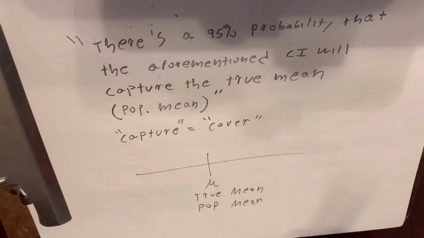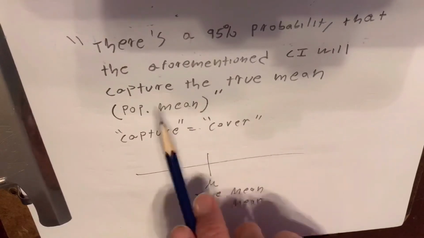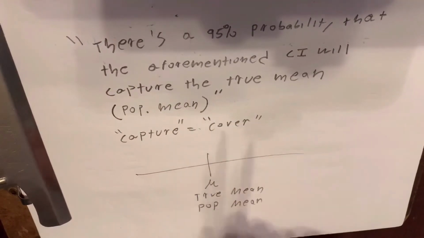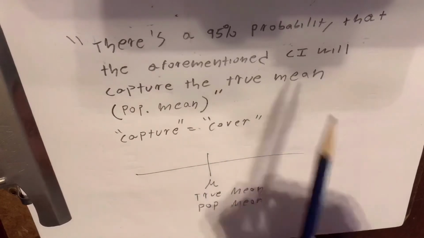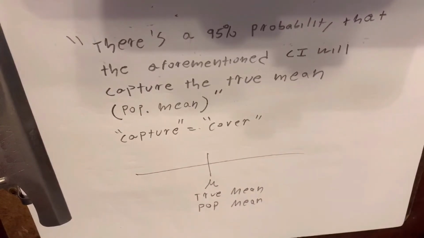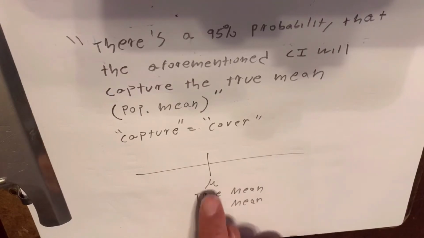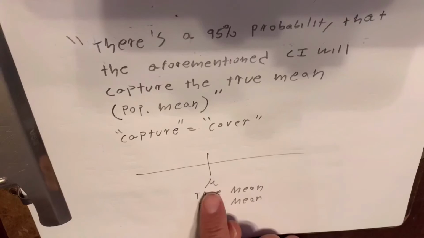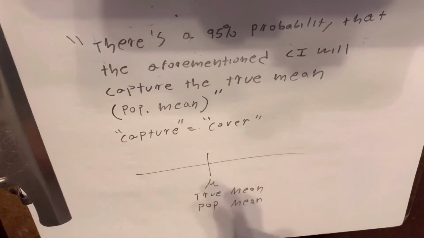Now, the reason why you have to write it this way to get full credit: you will lose credit if you say something which a lot of students say, and most professors will take credit away from you. A lot of students will say something like, there's a 95% probability that the population mean will fall inside of the interval. That is wrong under standard classical statistics that's taught in Stats 1.